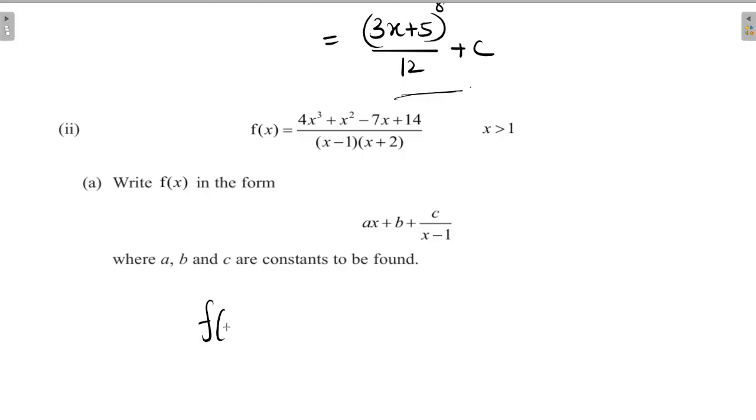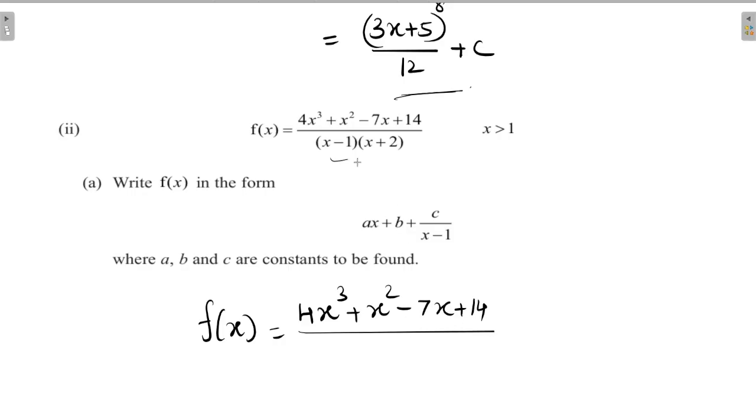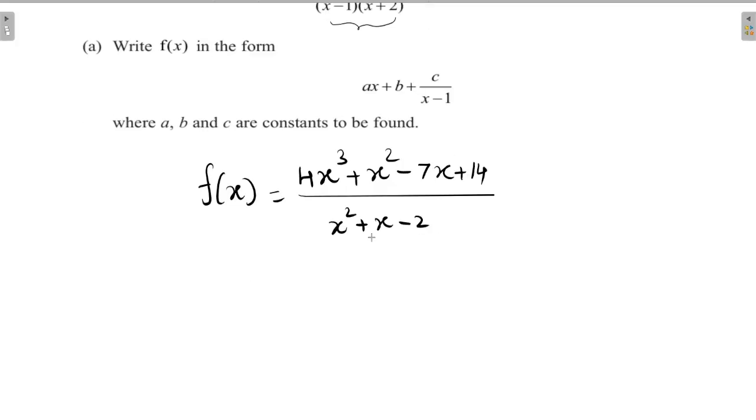f of x is equal to 4x cube plus x square minus 7x plus 14 divided by, let us write the expanded form of the divisor, so x square plus x minus 2. Now this expression is written as a mixed fraction. So let's divide and find the quotient and remainder.